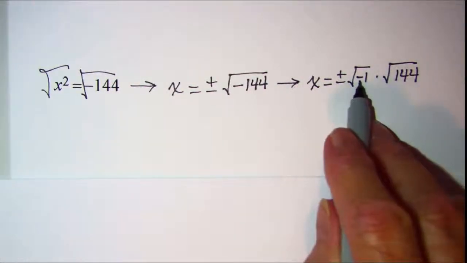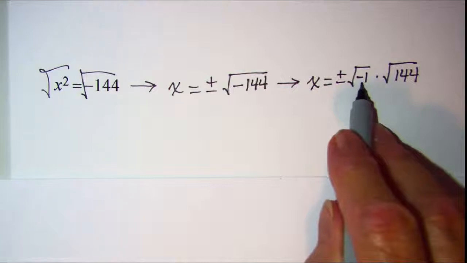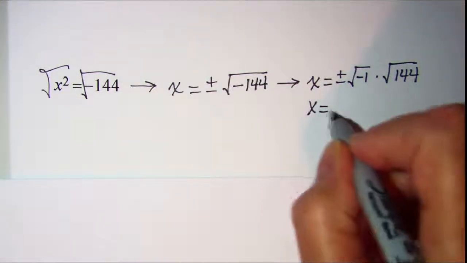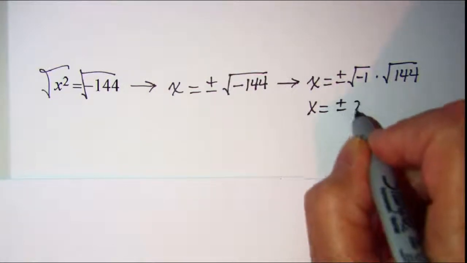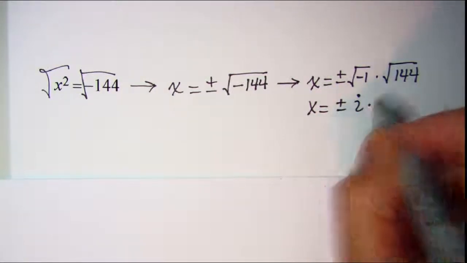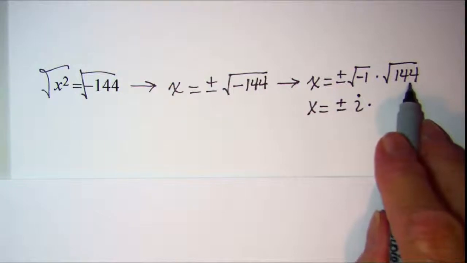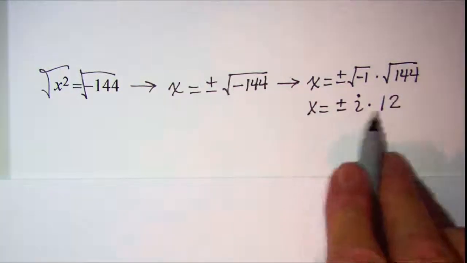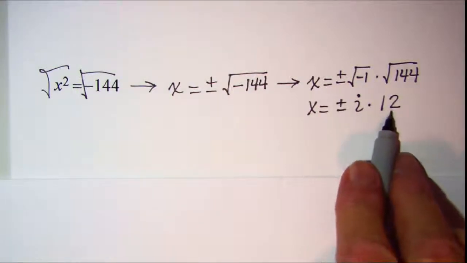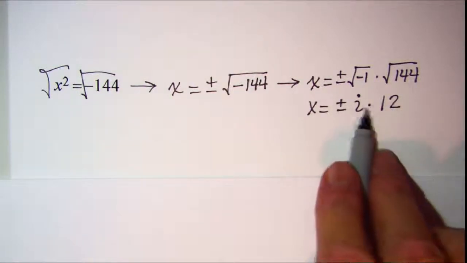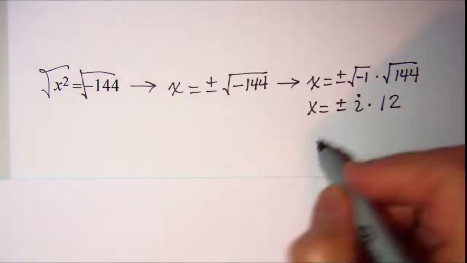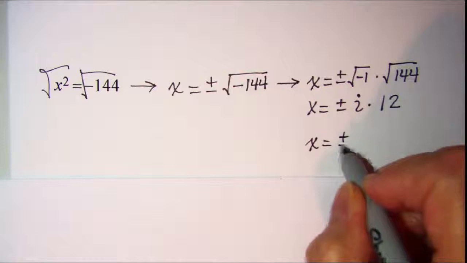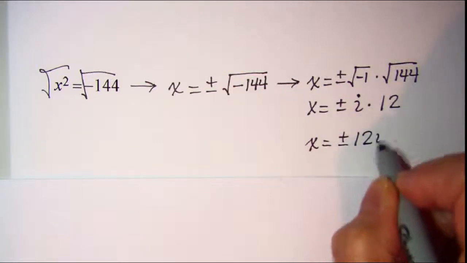Now by definition, the square root of negative 1 is i, so I can write this as x is equal to plus or minus i times, and then the square root of 144 is 12. Now when I write this number, I'll put the numerical coefficient in front of the i. So my solution then is x is equal to plus or minus 12i.